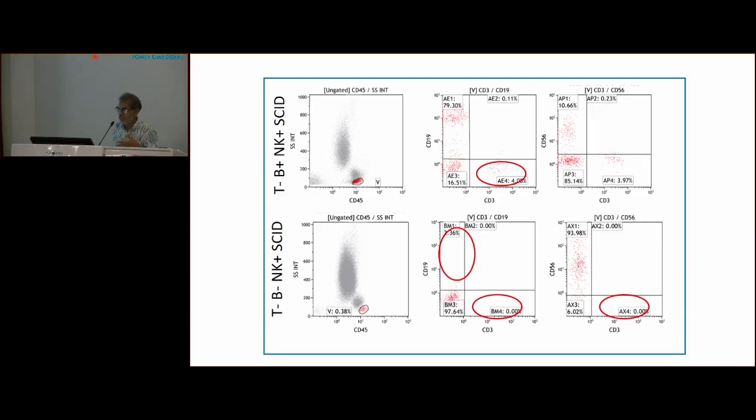So this confirms the diagnosis of SCID, but it also helps in determining the genetic etiology. For example, this T minus, B minus, NK plus SCID is commonly associated with RAG defects, RAG1 and RAG2, and it could be associated with Artemis. So based on the immunophenotype, you could guess the genetic etiology of that particular case. If you don't have an NGS, probably you can do a Sanger for those genes.